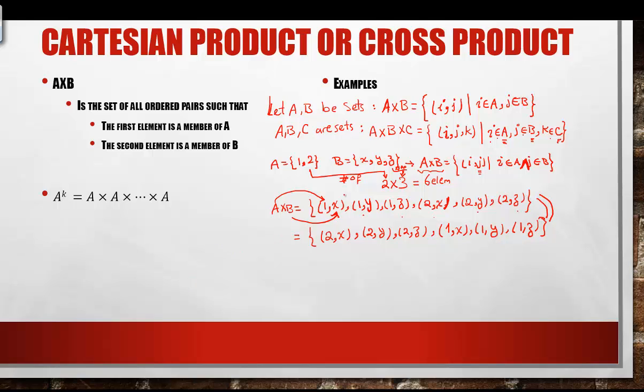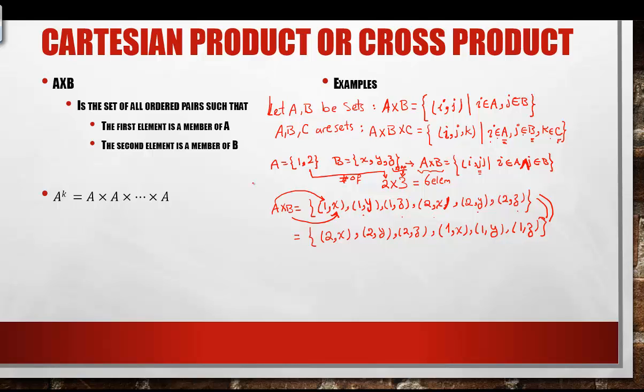Why? Because although the order inside each of these tuples matters, the outside order doesn't matter. So the cross product A cross B, 1x, 1y, 1z, 2x, 2y, 2z is the same as 2x, 2y, 2z, and 1x, 1y, 1z. Why? Because for sets, order doesn't matter, but for tuples, order matters.